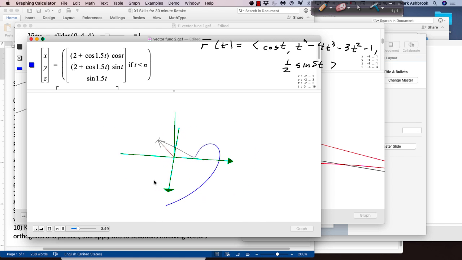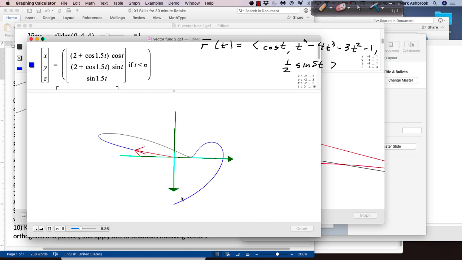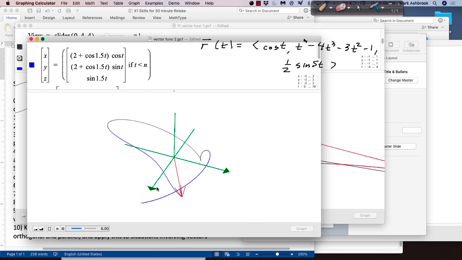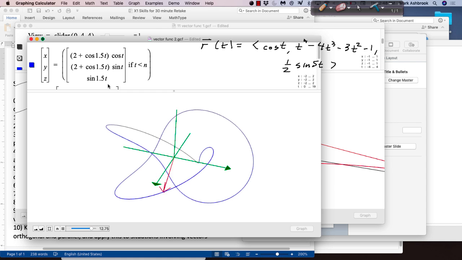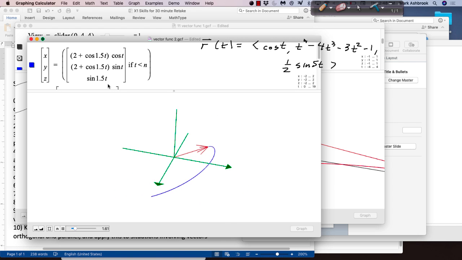Okay, so it's cool, but make sure you know what's going on. For every value of t, you get an ordered triple, and then let t increase continuously, and it sweeps out all these points and makes a curve. So that's how we represent a vector function.